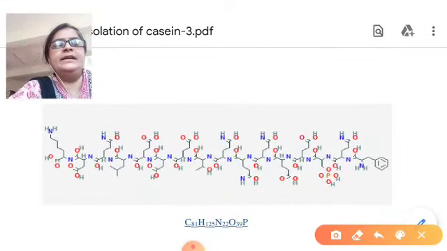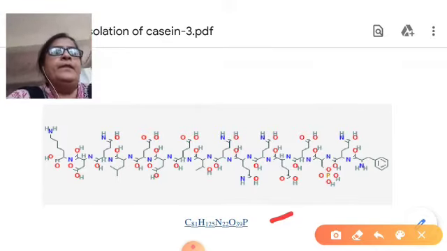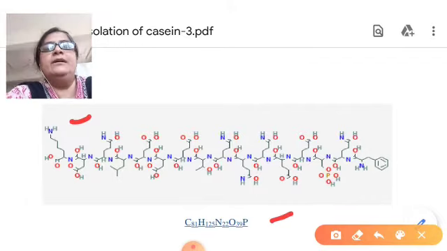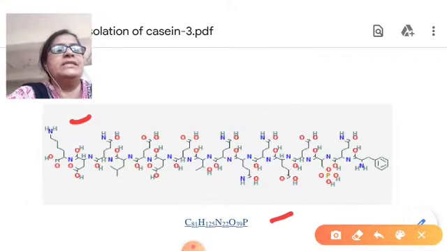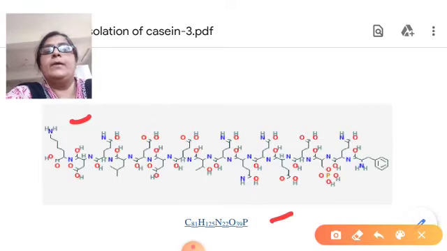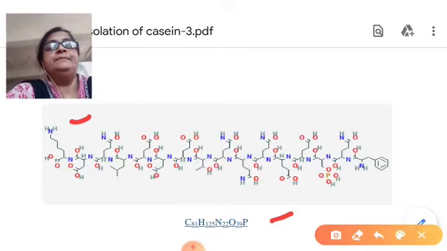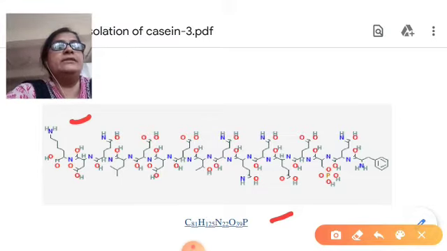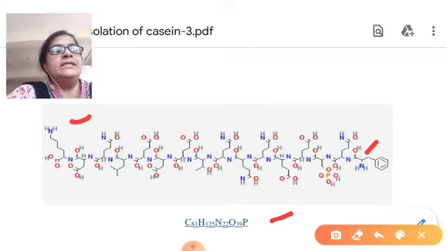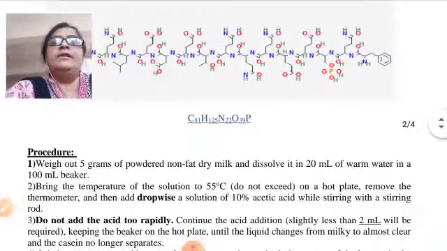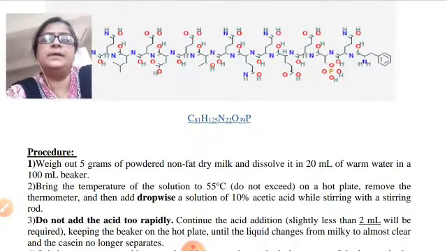Now, let us see the structure. Here you can see the molecular formula, and there is an alpha amino group present here at the corner. So, alpha NH2 group is there, amino acid is there. Another thing we can see is the peptide bond, which you can see at many places, because it's a protein and contains amino acids. So this is the structure with this molecular formula, and now we come to the procedure of how we are going to perform the experiment.